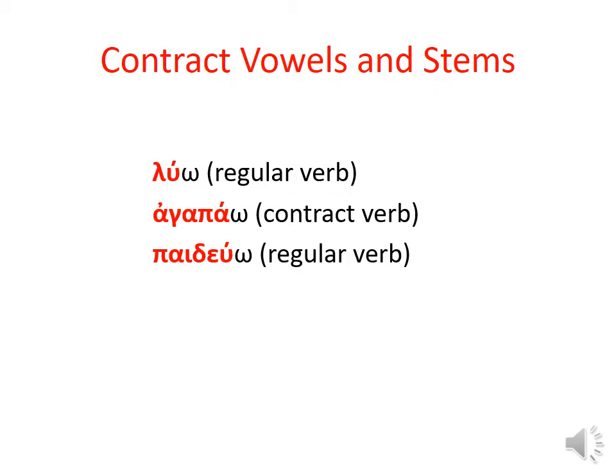Now you might be thinking, isn't luo a contract verb? It has a stem ending in a vowel. And the answer is technically no, it's not. It's similar to this third verb here, paiduo. When you drop the omega, you get paidu as your stem. That upsilon there in both luo and in paiduo will remain. It will not contract with the personal endings.